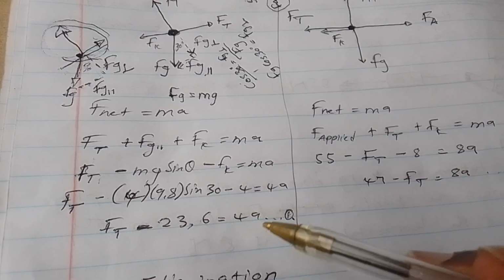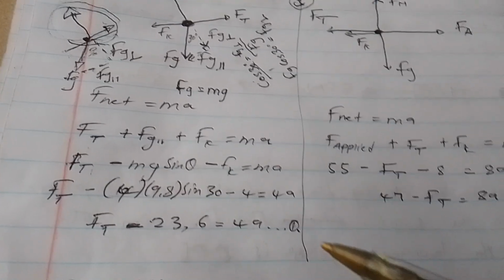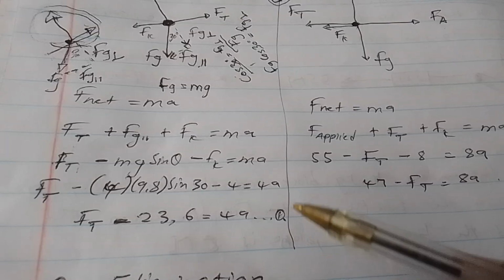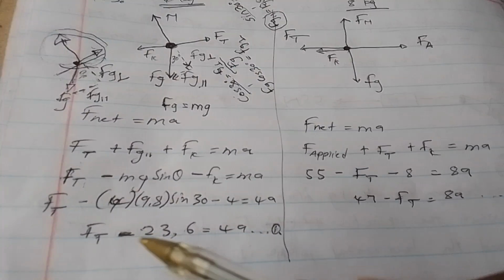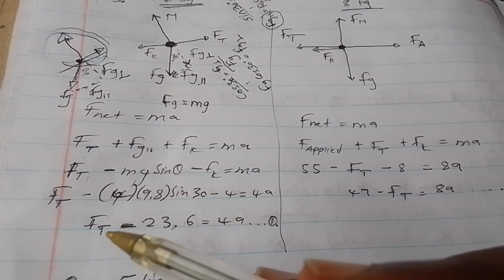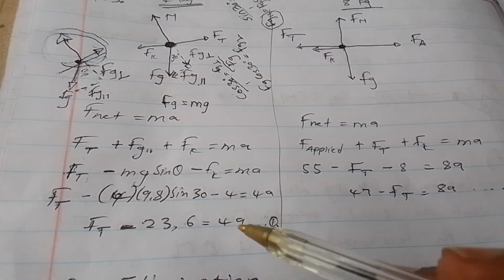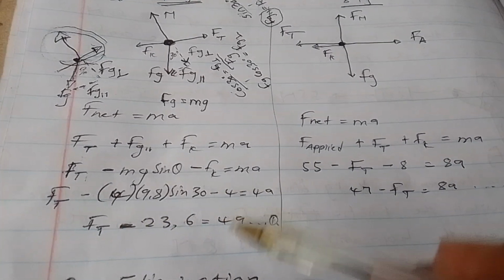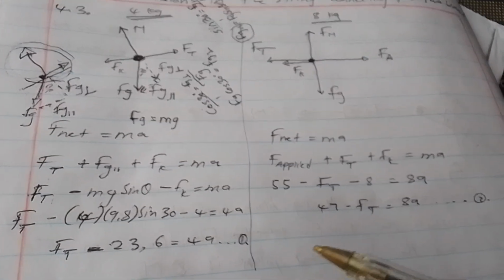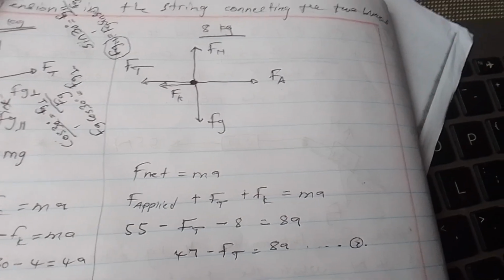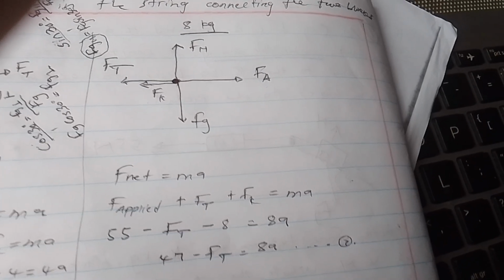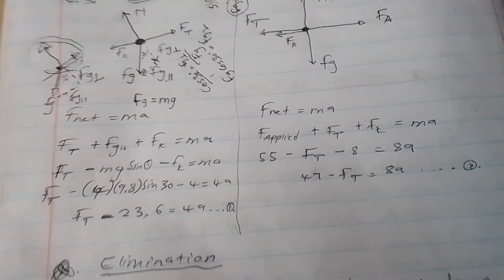Our a is acceleration. It's not 49, guys, it's just 4a. Then we have our equation number 1, because we didn't find our Ft here, and we have 2 unknown variables, which are our Ft and our 4a. So let's go and borrow some friends from our 8 kg block, because we didn't find our Ft on our 4 kg block.